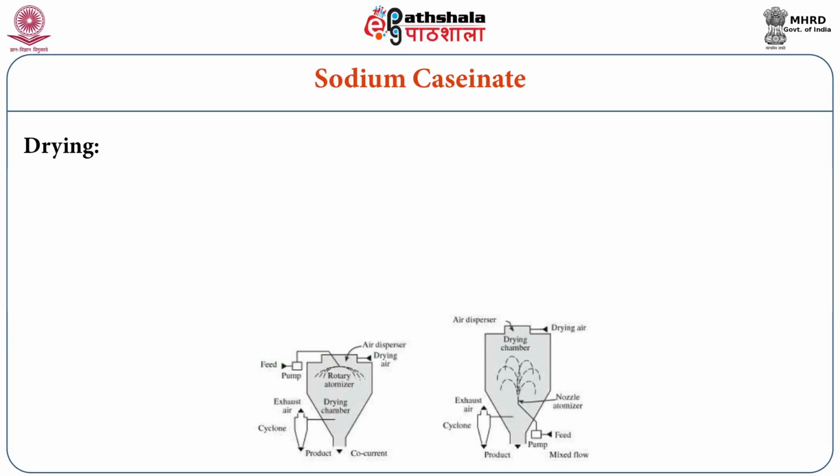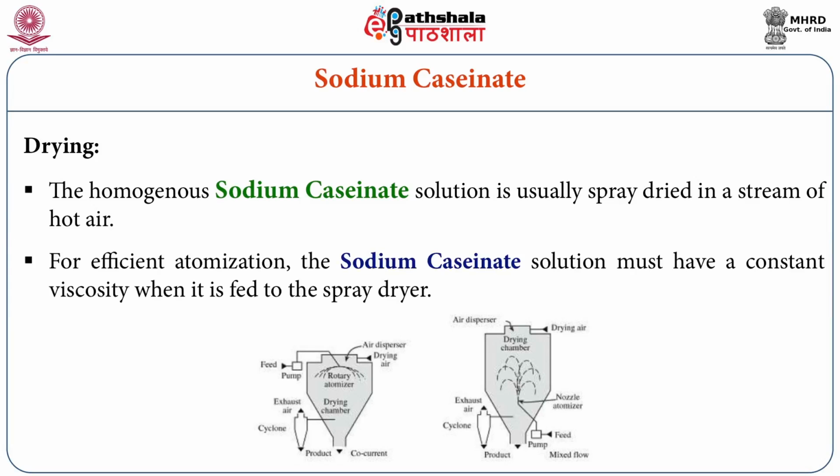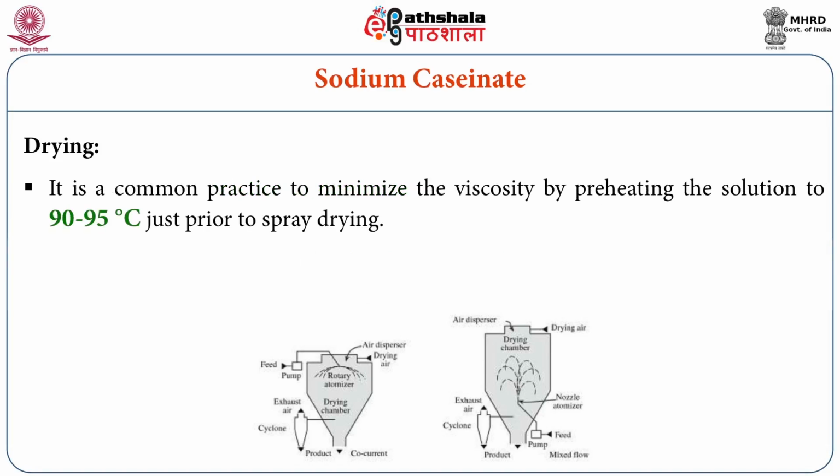The next step is drying of the sodium caseinate slurry. The homogeneous sodium caseinate solution is usually spray dried in a stream of hot air. For efficient atomization, the sodium caseinate solution must have a constant viscosity when it is fed to the spray dryer. It is a common practice to minimize the viscosity by preheating the solution to 90 to 95 degrees Celsius just prior to spray drying.